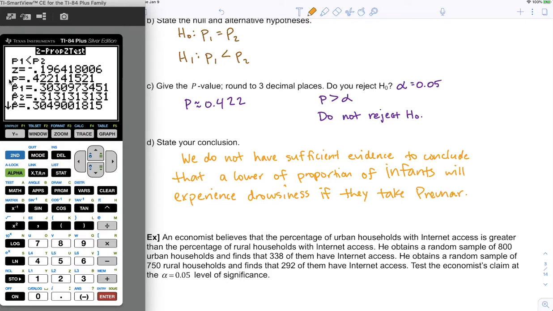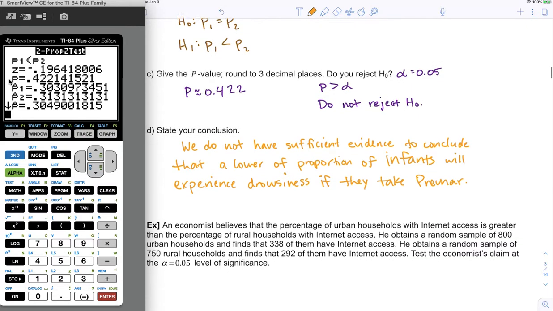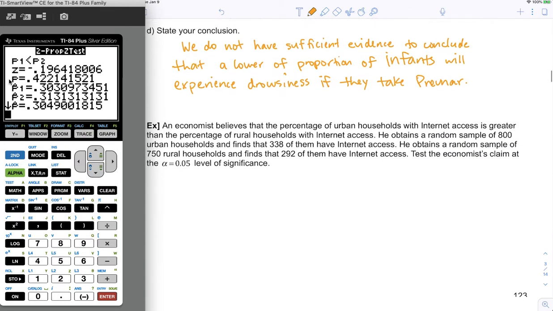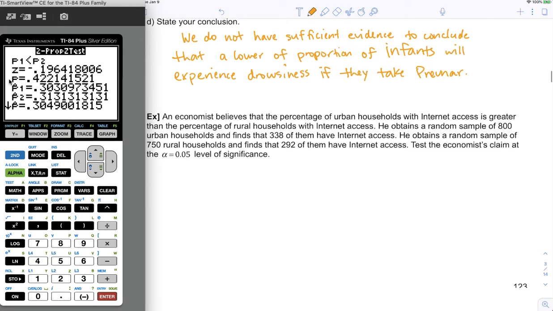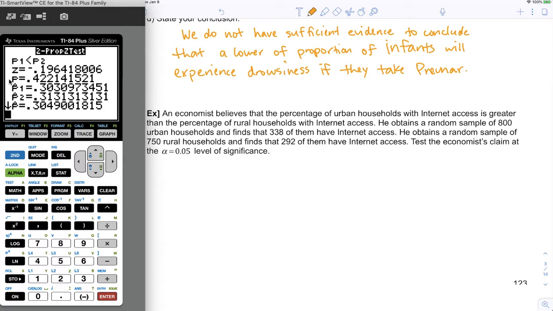Okay, so let's go ahead and try a couple more examples. These ones aren't broken down step by step, but we pretty much follow the same structure. I won't go over the requirements, but we will write the hypotheses, find the p-value, and state a conclusion.